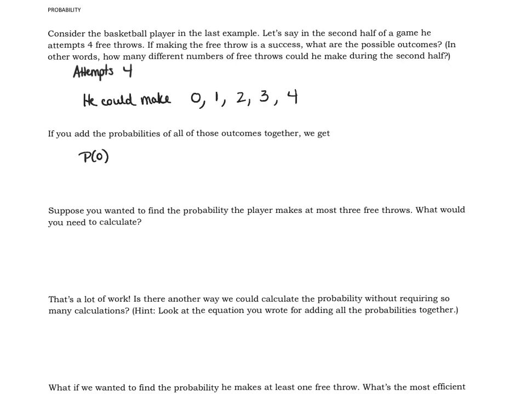If we add up the probabilities of making 0 free throws up to all 4 of them, those are all of the possible outcomes, so they have to total 1, which is 100% of all of the outcomes added together. Okay, so keep that in mind.